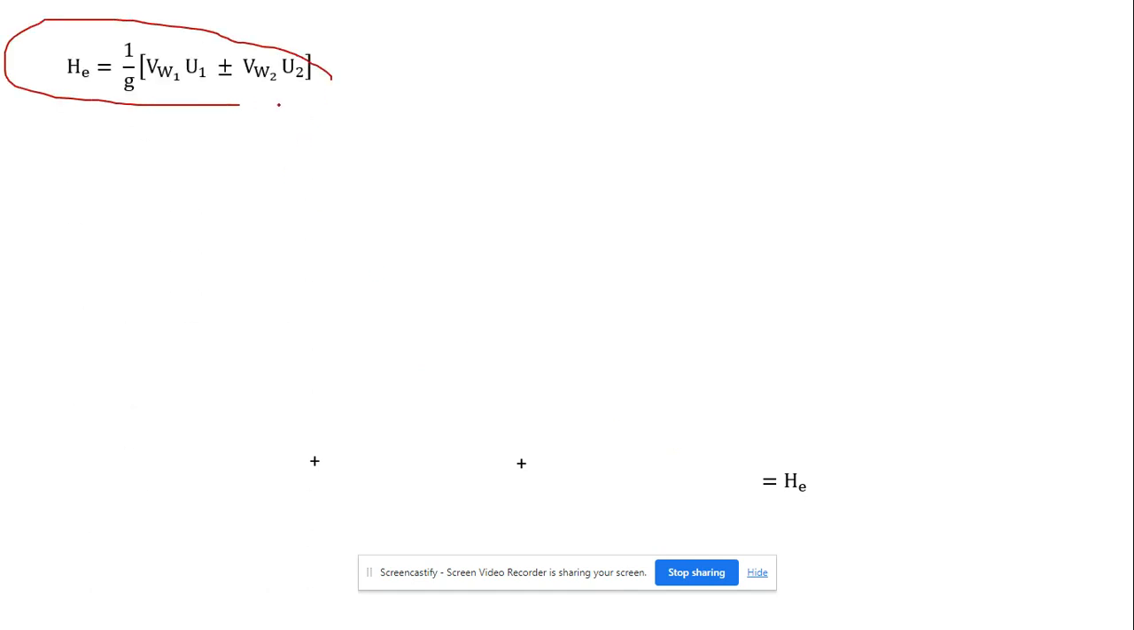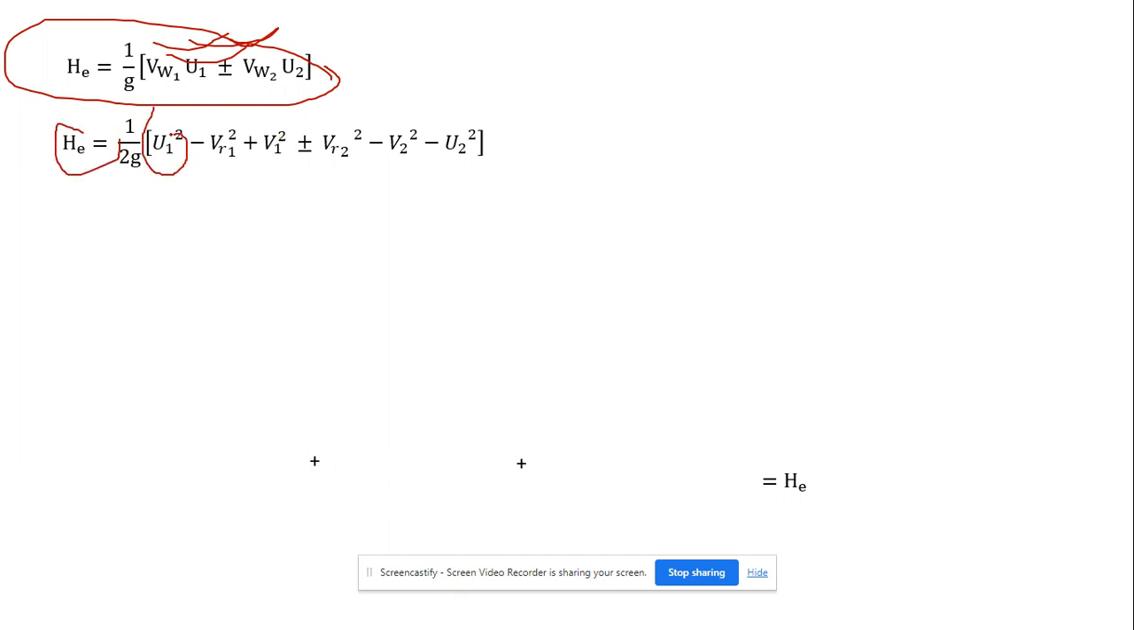This is our main equation, the fundamental equation of hydrodynamics. H is equal to 1 by g times Vw1 U1 plus or minus Vw2 U2. Whereas H is equal to 1 by 2g times U1 square minus Vr1 square plus V1 square, plus or minus Vr2 square minus V2 square minus U2 square.